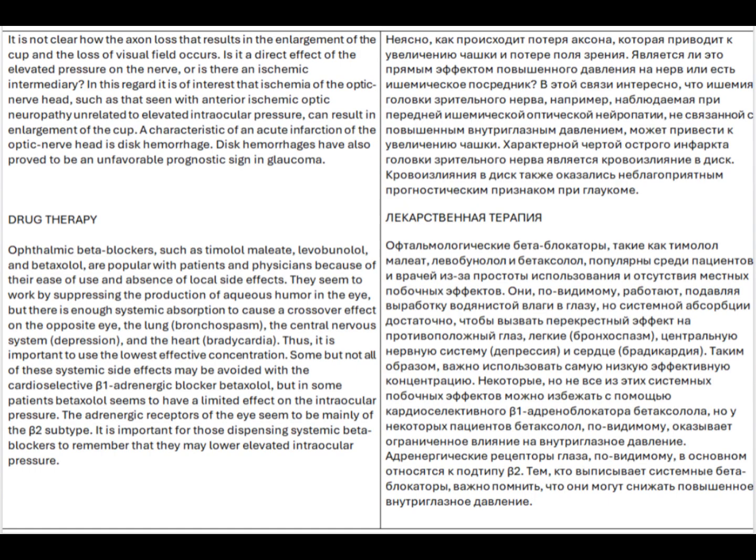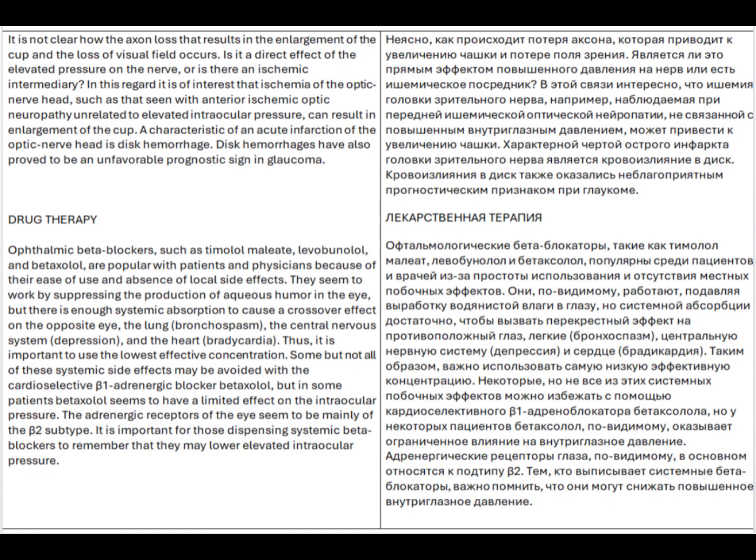Drug therapy. Ophthalmic beta blockers, such as timolol maleate, levobunolol, and betaxolol, are popular with patients and physicians because of their ease of use and absence of local side effects. They seem to work by suppressing the production of aqueous humor in the eye, but there is enough systemic absorption to cause a crossover effect on the opposite eye, the lung (bronchospasm), the central nervous system (depression), and the heart (bradycardia). Thus, it is important to use the lowest effective concentration.